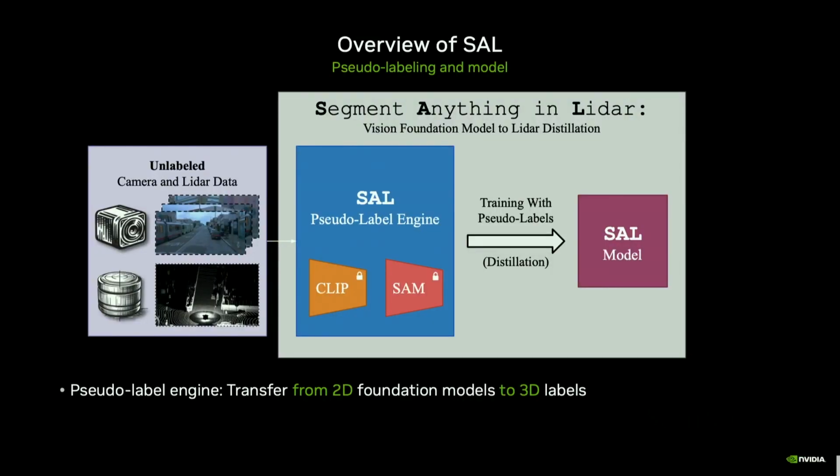So the pseudo-label engine is going to transfer these 2D vision foundation model information to 3D labels. And then the SAL model is going to be able to perform zero-shot segmentation via text prompting. And this zero-shot segmentation is only going to happen in the LiDAR domain. So at test time, we don't really need the images.